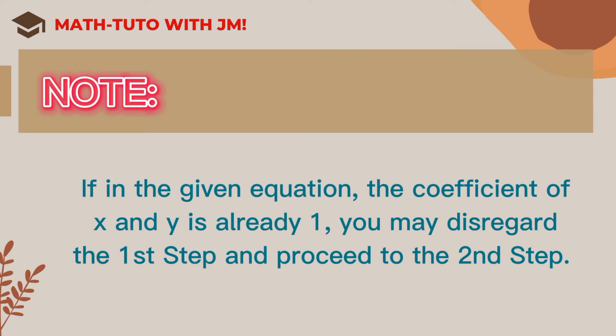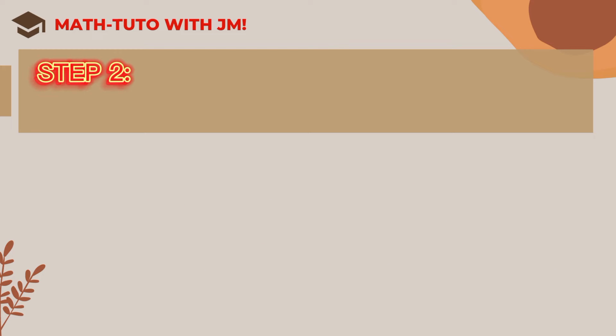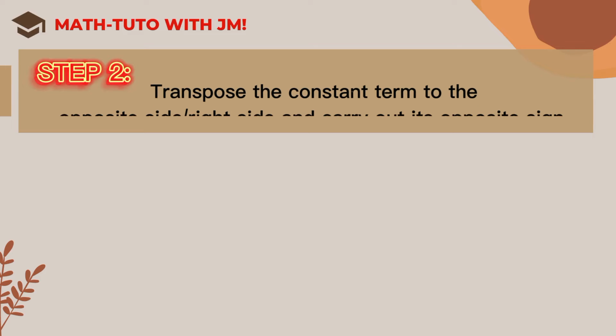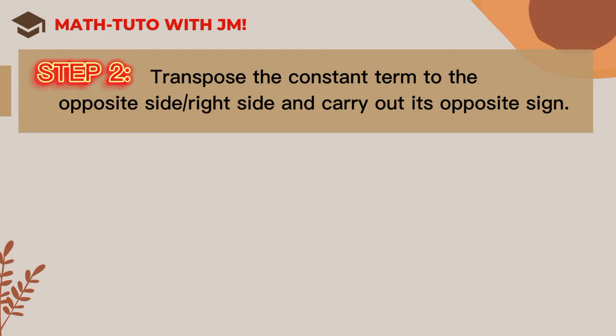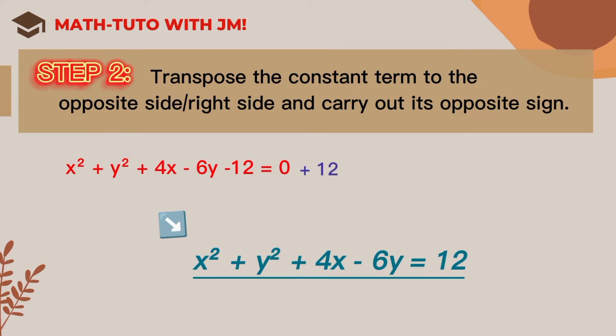Note, if in the given equation, the coefficient of the x and y is already 1, you may disregard the first step and proceed to the second step. Step 2. Transpose the constant term to the opposite side, or the right side, and carry out its opposite sign. In the given equation, the constant term is negative 12. In this case, we will transpose the negative 12 to the right side and it will now be positive 12. So our equation should look like this.